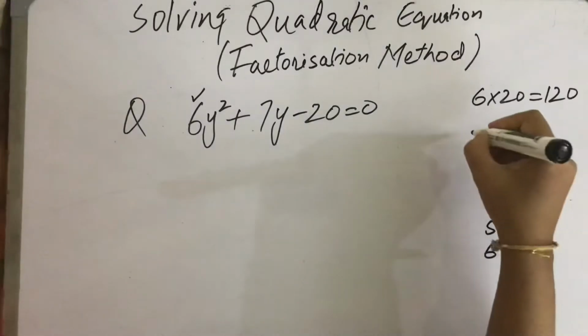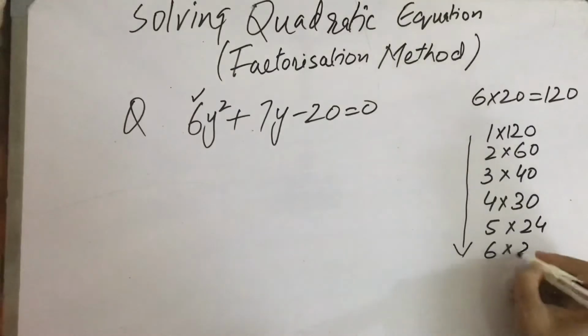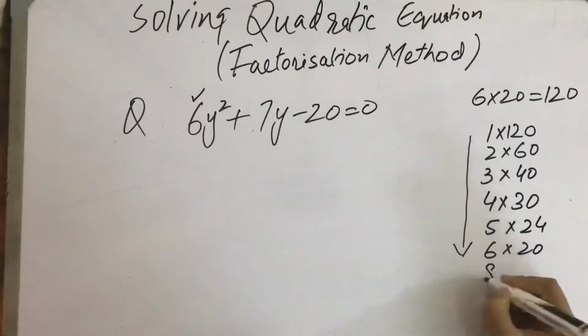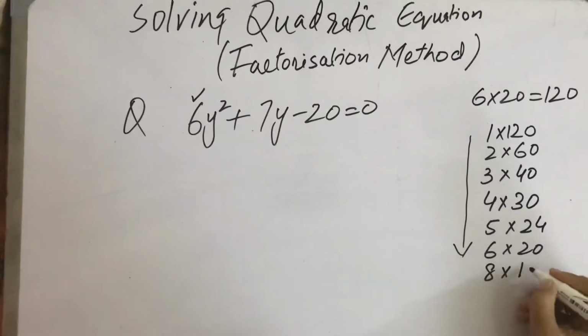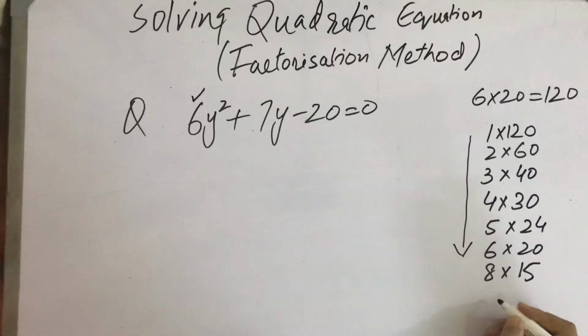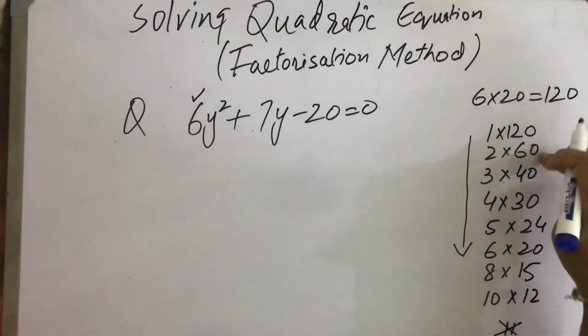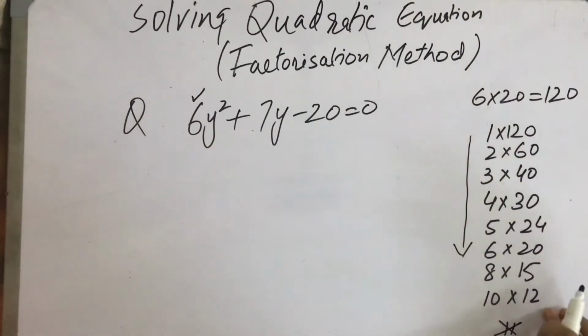I am going in a sequence. In the table of 7, 120 doesn't come. In the table of 8, 9, no, 10. Now here we end, because in the table of 11, 120 doesn't come. Okay, now we have to select one pair from these 1, 2, 3, 4, 5, 6, 7, 8 pairs.